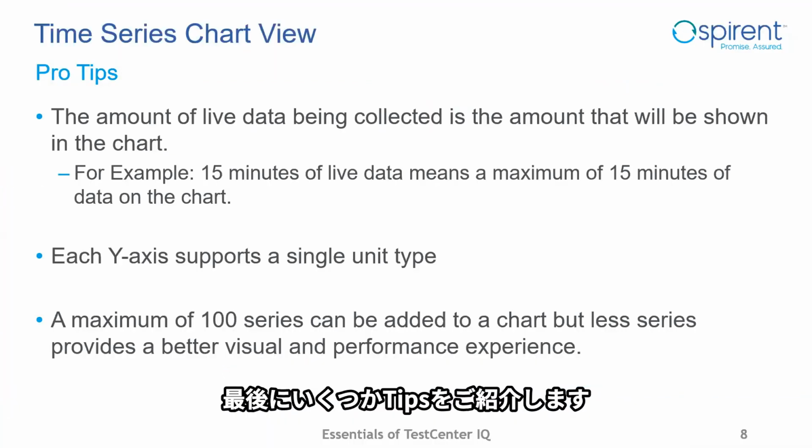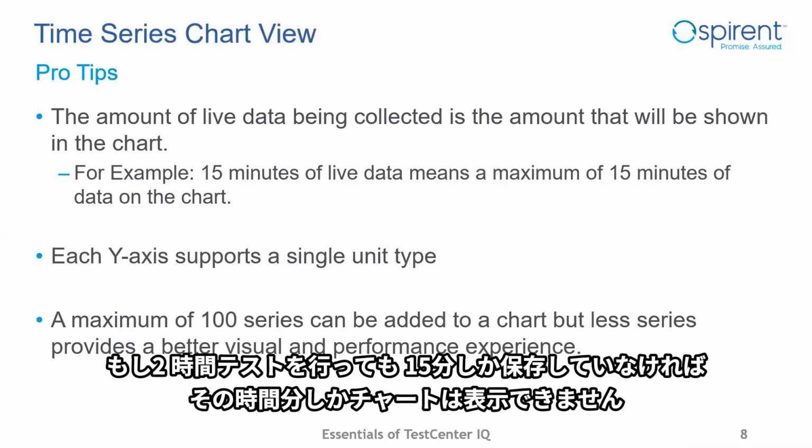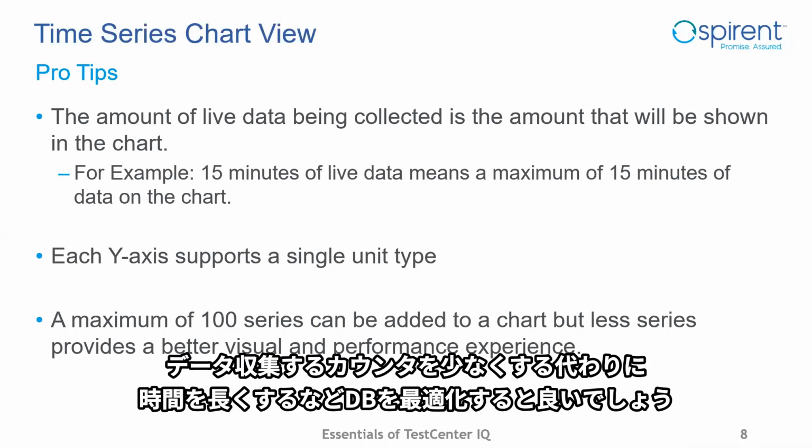So let's wrap this up with a couple of tips. An important fact to remember is the amount of live data being collected directly affects what's seen in the time series chart. A completed test that's run for example maybe 2 hours but has a data storage limitation set of 15 minutes will only have 15 minutes of data to show in that time series chart. An example of optimizing the use of the chart would be to decrease the number of counters being collected to those that are most interesting for the analysis, and then to increase the number of minutes of data being stored.